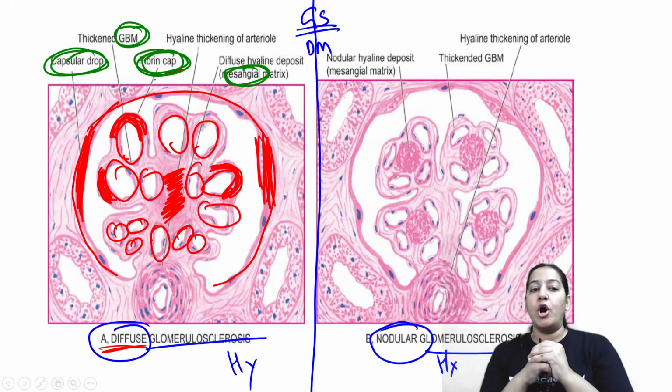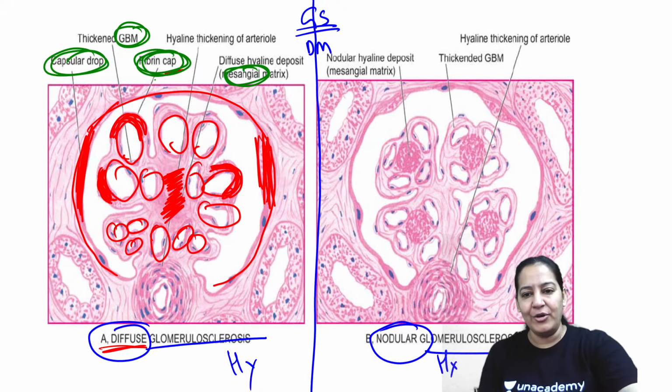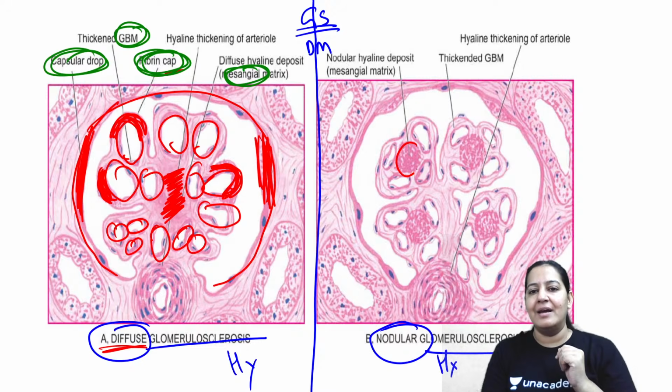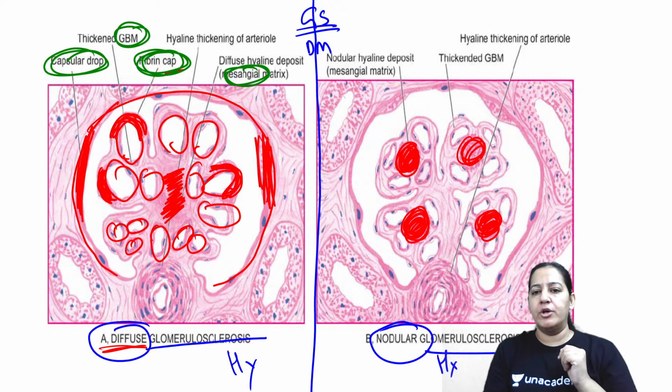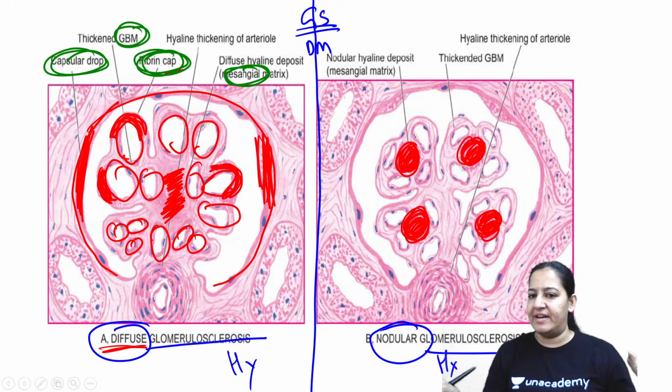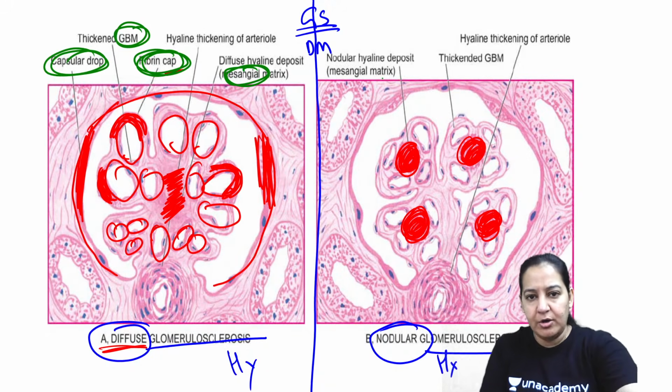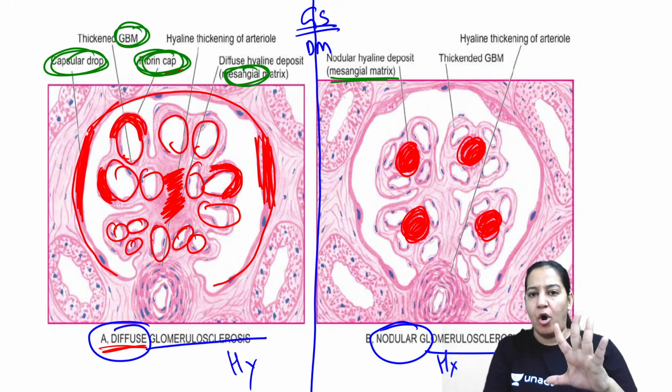Coming to the nodular. On the contrary, see the nodular. In the nodular one, you can see the hyaline is deposited in the form of spherical nodules. Can you see spherical or circular nodules are there? Spherical or circular nodules only in the mesangial matrix, not anywhere else. So the hyaline is deposited only in the mesangial matrix, and that too not diffusely.